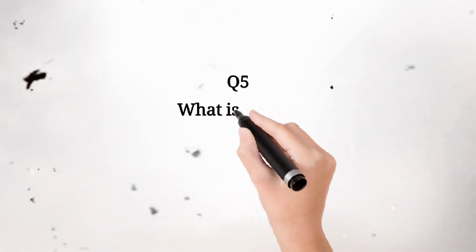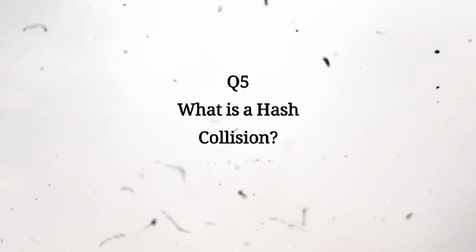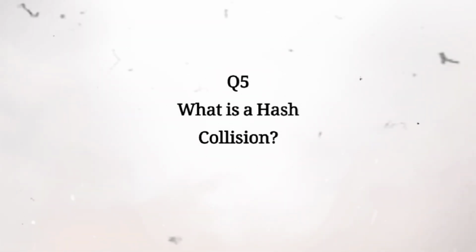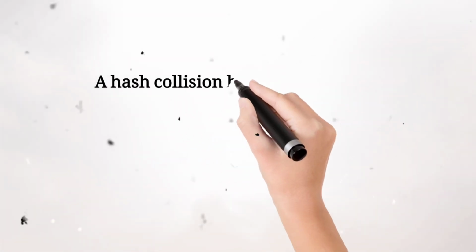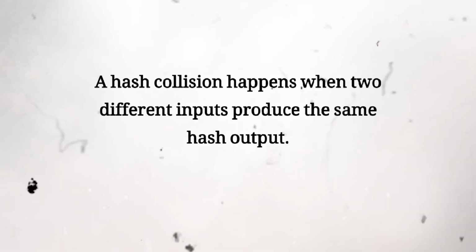5. What is a hash collision? Your time starts now. A hash collision happens when two different inputs produce the same hash output. Not common, but very dangerous when exploited.